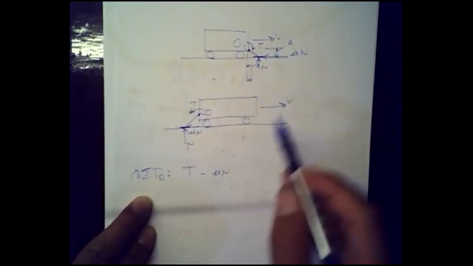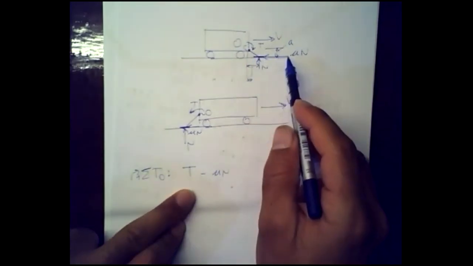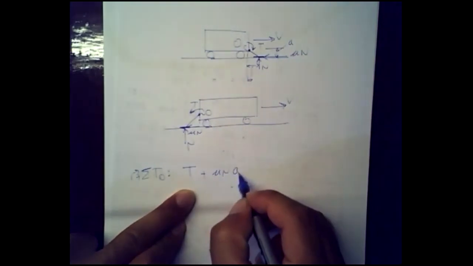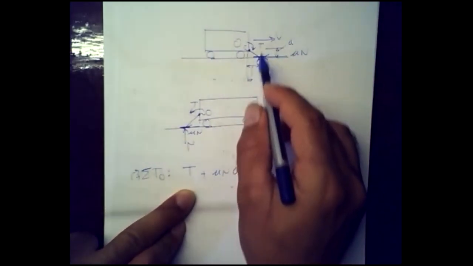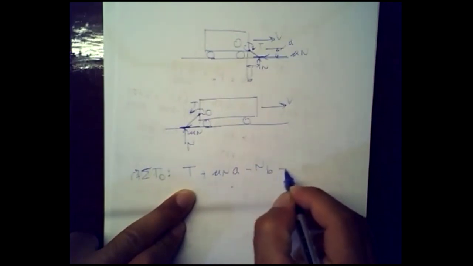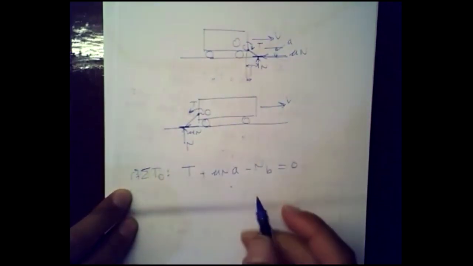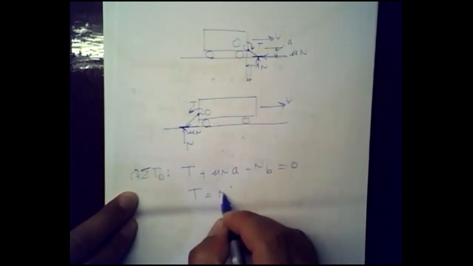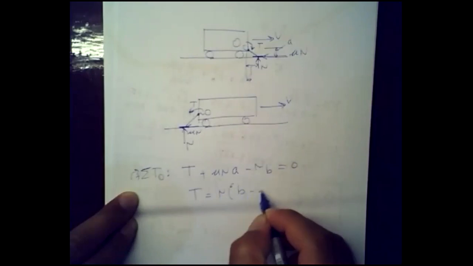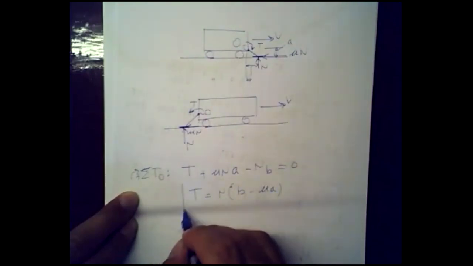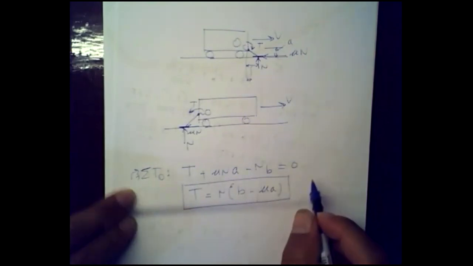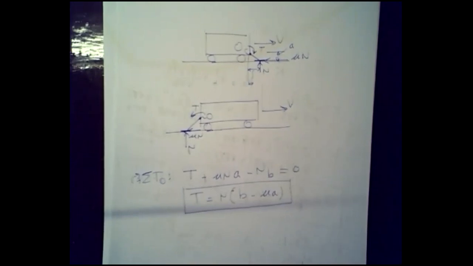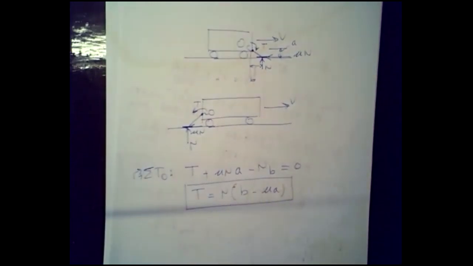So summing the torques in that direction, I'm going to have T. And the mu times N is actually helping the torque, so plus mu times N times A. And then the normal force is actually opposing the torque, so minus N times B. And then this is going to be equal to 0 because I have no inertial load. So the torque that I'm actually developing, I'm going to factor out my N. So it's going to be N times (B minus mu A). Okay, so this is the torque required, or the torque that I'm actually applying on this object as a function of the normal force.